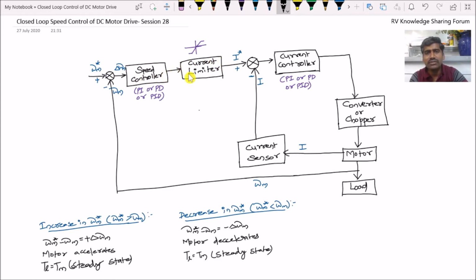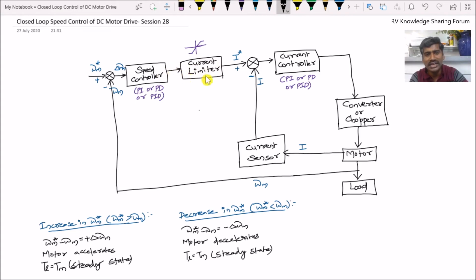Here the function of the current limiter is to maintain the current at a safe limit. That means to maintain the current at the rated current of this motor, so that we can avoid damage to the windings. This current limiter is also used to maintain the torque, because torque is proportional to the current. So the function of this current limiter is to maintain the safe limit of the current and the torque.